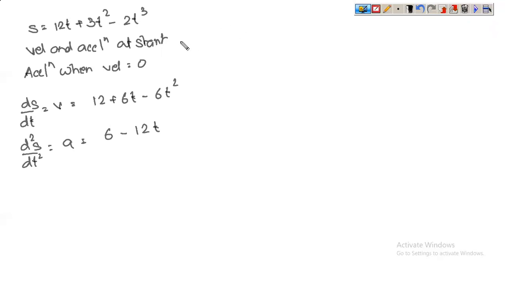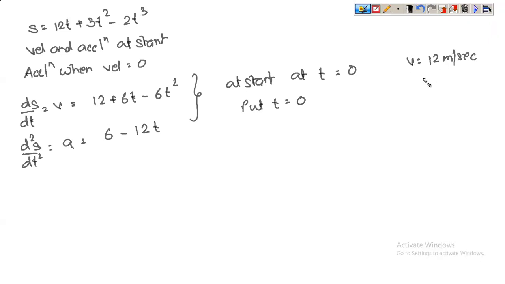Now coming to the first, velocity and acceleration at start. Velocity and acceleration at start means that t is equal to 0. So put t is equal to 0 in these two equations and you can find the two answers. If you put t is equal to 0 here, the velocity comes out to be 12 meters per second and acceleration comes out to be 6 meters per second square. So this is one half of the problem.